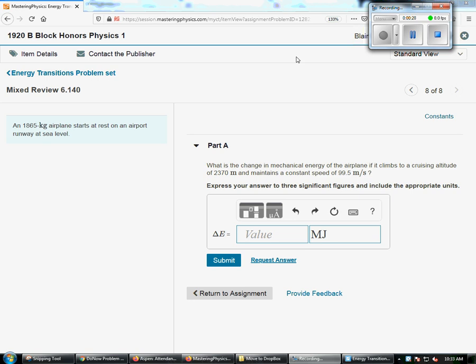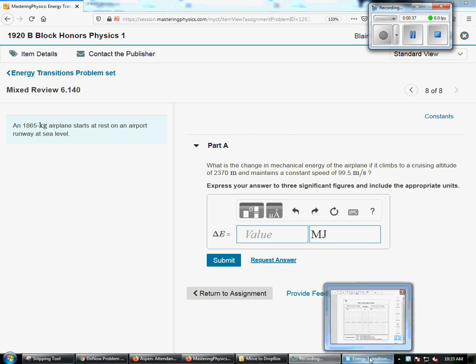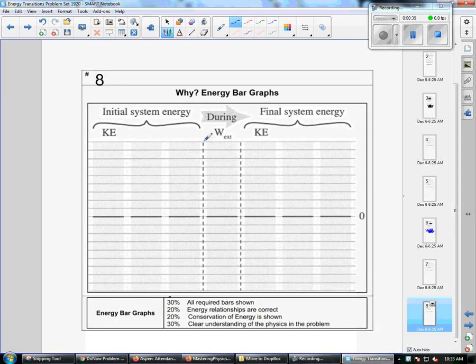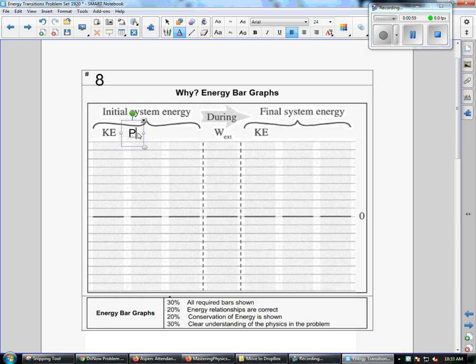So right away they're telling me that there's work going on here. And notice the units they want are megajoules. So, alright, I know there's going to be some kinetic energy going on there because the plane's moving. Am I going to have some potential energy due to grav? What do you guys think? Yes, because it's gaining altitude.